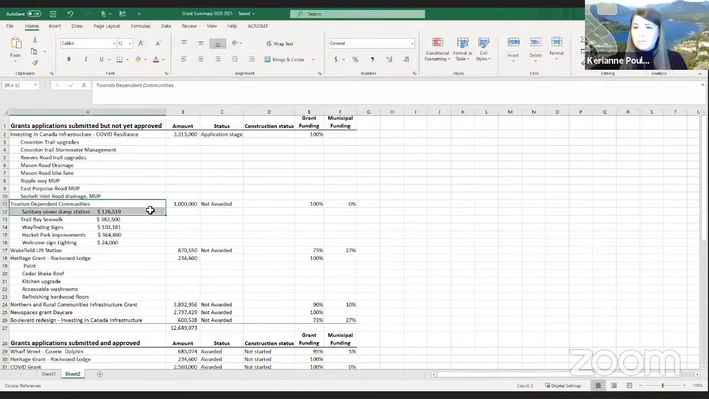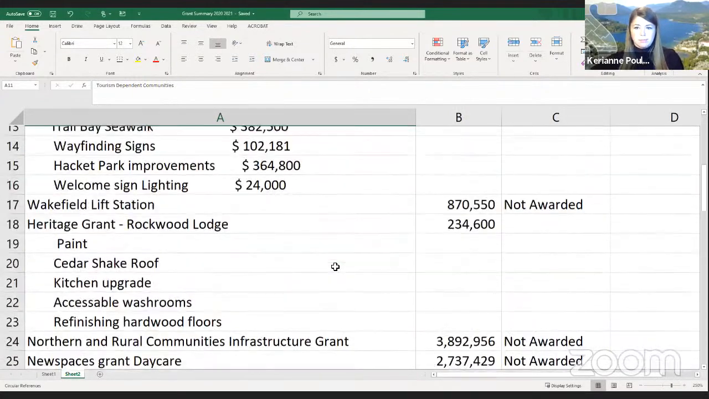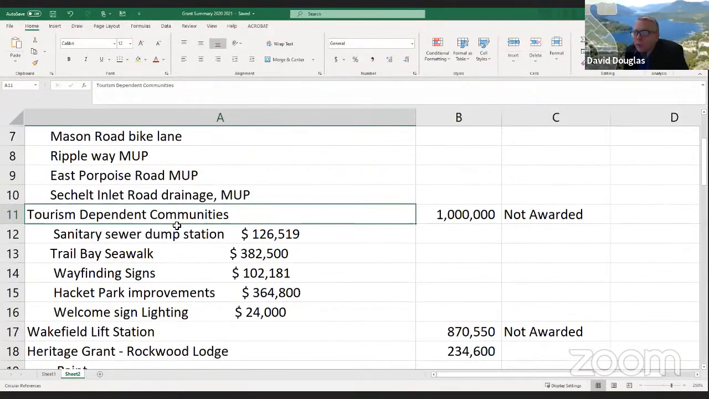To interrupt, Dave, would it be possible for you to zoom in on your screen a little bit at the bottom of your Excel screen there? The font is just a little bit small on the share. Thank you for that. Is that bigger? Yes, much better. Thank you. All right.